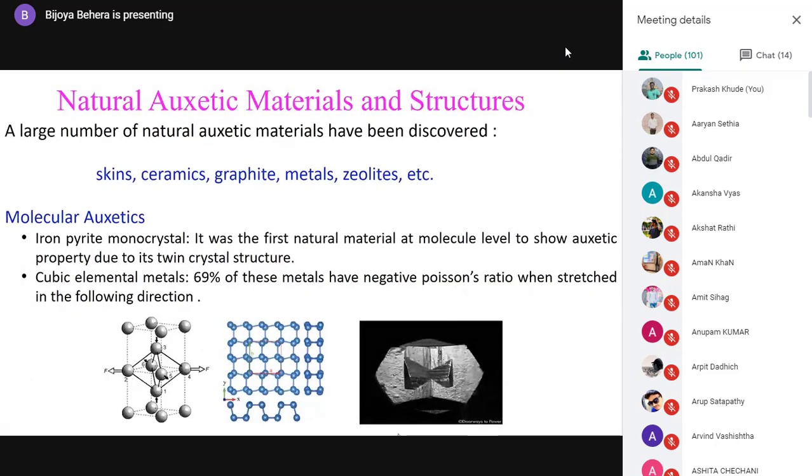These auxetic materials are not new. It's not that we are producing them for the first time by weaving. This material already exists in nature. Some of the examples are given here: skin, ceramics, graphite, metals, zeolites, and some molecules. Iron pyrite monocrystal is seen, and the molecular diagram is shown here below. These are some of the examples which also show negative Poisson's ratio, meaning they are auxetic materials.